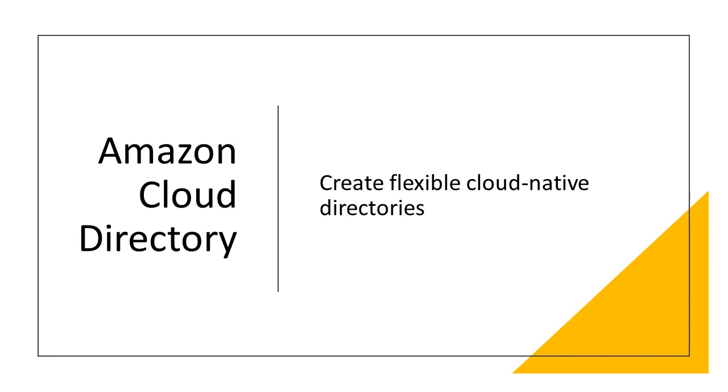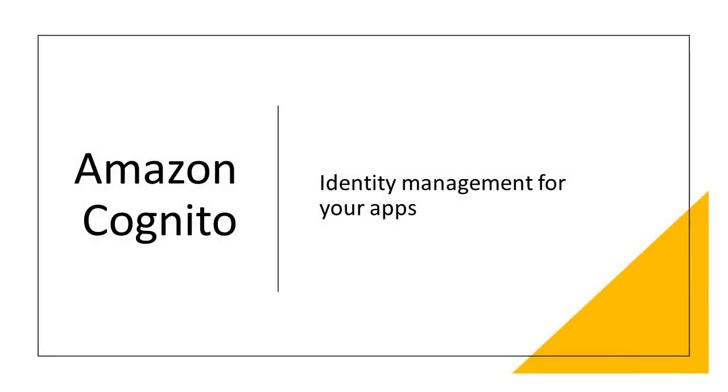Amazon Cloud Directory Service. Amazon Cloud Directory enables you to build flexible cloud-native directories for organizing hierarchies of data along multiple dimensions. Amazon Cognito Service. Amazon Cognito lets you add user sign-up, sign-in, and access control to your web and mobile apps quickly and easily. Amazon Cognito scales to millions of users and supports sign-in with social identity providers, such as Apple, Facebook, Google, and Amazon, and enterprise identity providers via SAML 2.0 and OpenID Connect.